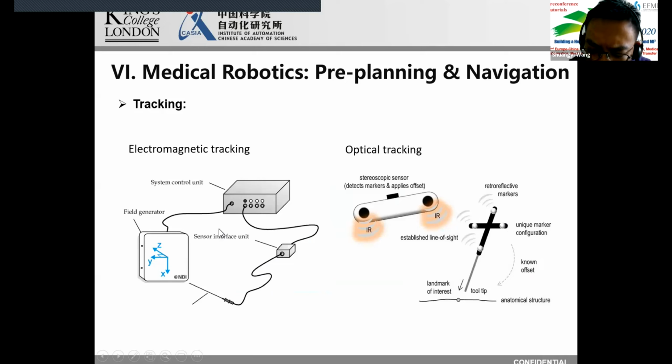And then in order for the robot to go to that location, you need some real-time guidance. And that comes to very important tracking devices. One is, and I'm going to give you two examples.